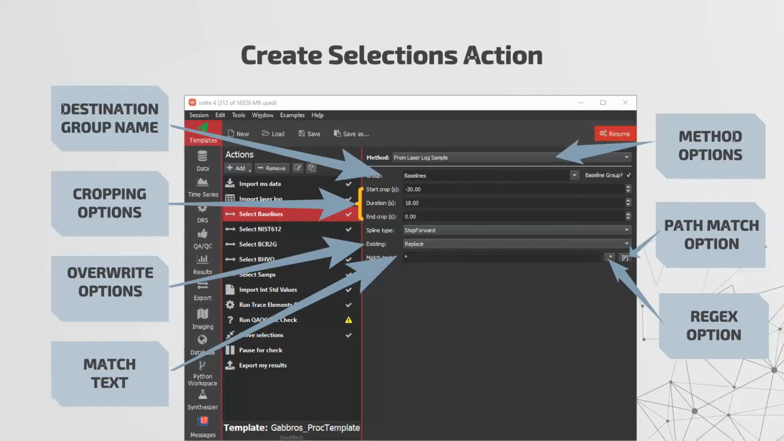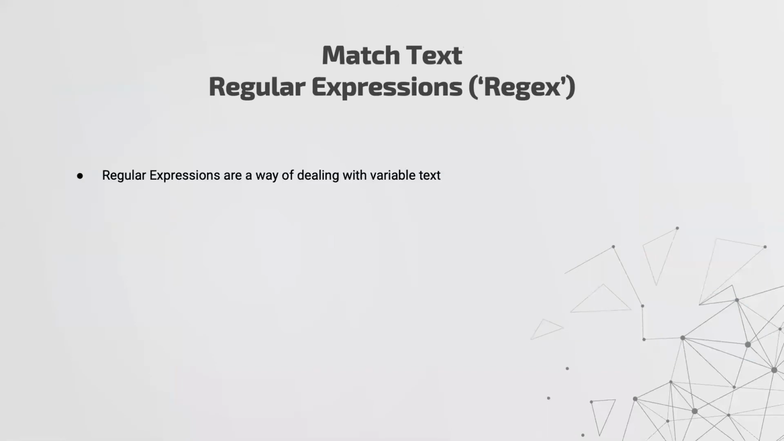So to explain that a little bit better, what is a regular expression? Regular expressions are just a way of dealing with text as if they're patterns. So for example, if we wanted to select both NIST 610 and NIST 612 samples, we don't have to type out both of them. We can actually just type in NIST and then 6.1 because they both have that text in them. And then in these square brackets, we can give it some options. So after that, it can either be followed by a 0 or a 2. And that's just an example of a simple regular expression that matches both NIST 610 and NIST 612.